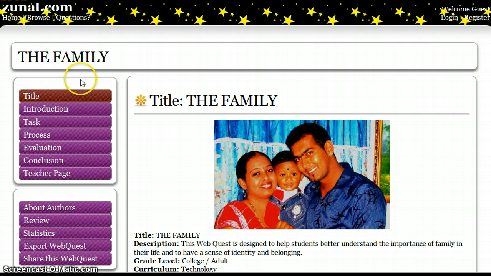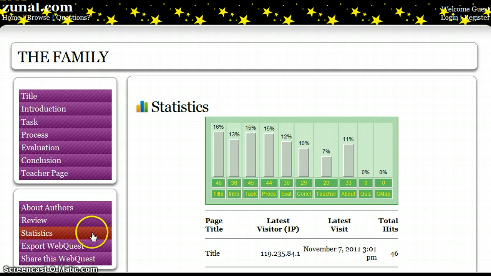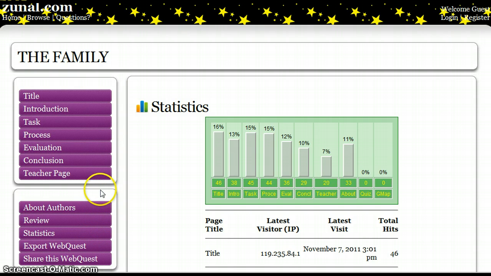On the left hand corner of my Webquest, you can see a list of menus, which are the components of my Webquest. I have prepared a title page, introduction, task, process, evaluation, conclusion, and teachers page. I have also prepared an authors page, which is a profile about me. Reviews, statistics, export Webquest, and share this Webquest are also features of the Zoonal.com Webquest, though I haven't used them. So now let's begin from the title page.